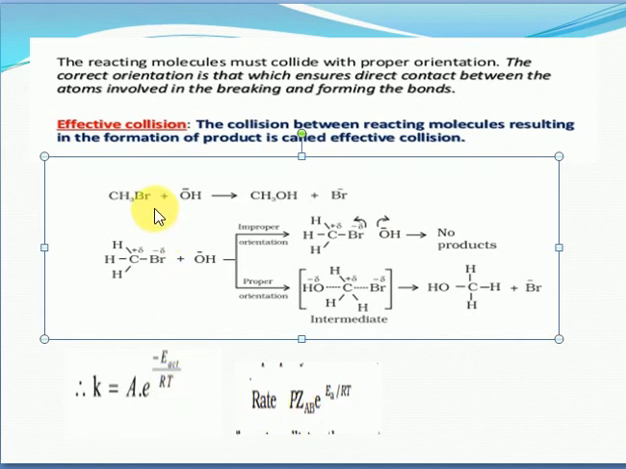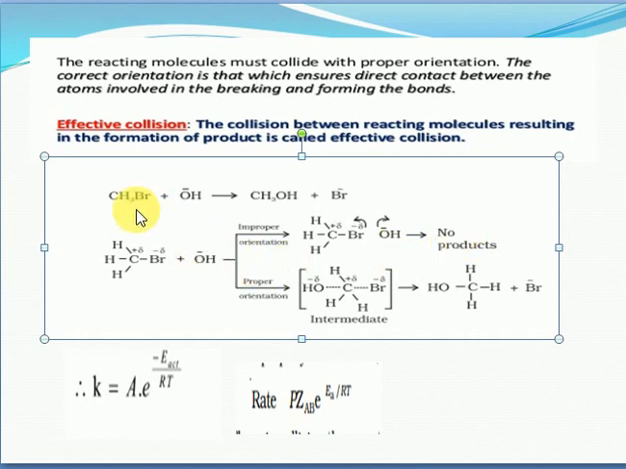One important point: effective collision. The collisions between the reactant molecules that result in product are called effective collisions. Along with the effective collision and the Arrhenius factor, the proper orientation of the reaction is also required. What is proper orientation? Suppose methyl bromide becomes methanol. The hydroxide ion reacts and gives the product. But this reaction can happen in two ways. If the bromine and hydroxide ions come from the same direction, both are repulsed and no product forms.